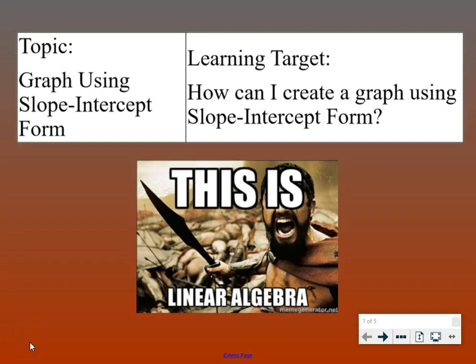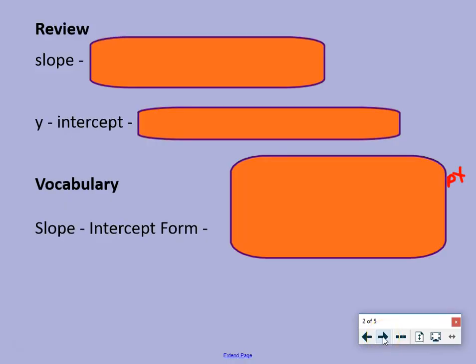Today our topic is graphing using slope-intercept form. Our learning target: how can I create a graph using slope-intercept form? This is our third and final way of graphing a linear equation.